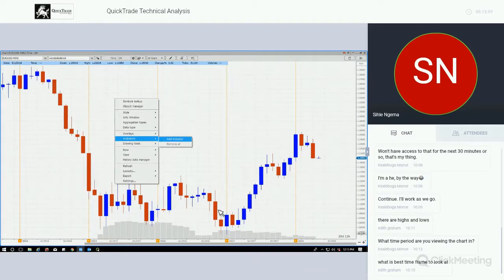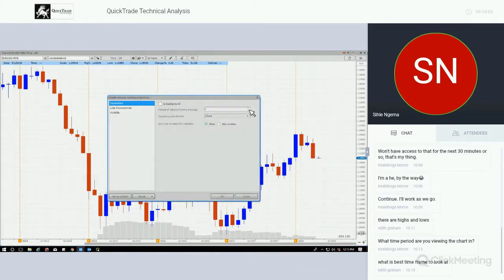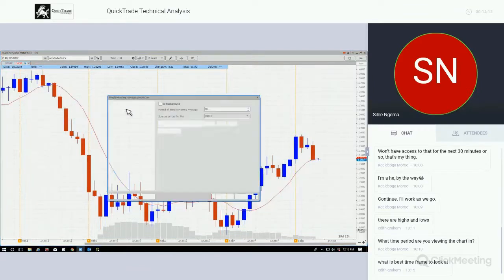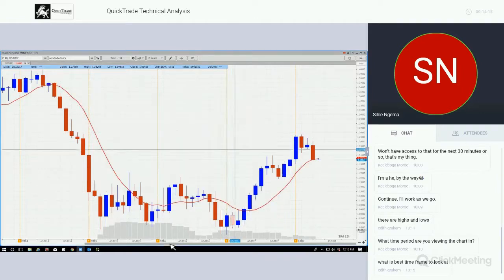Indicators, add indicator, SMA. Okay, go there, period, make it 10. That's your period, the simple moving average period. Let me make this one a little bit thicker. If you want to make it thicker, you go to your line properties, but there's no need for you guys to make it thicker. Okay, the blue line that I have here is your 10 simple moving average.